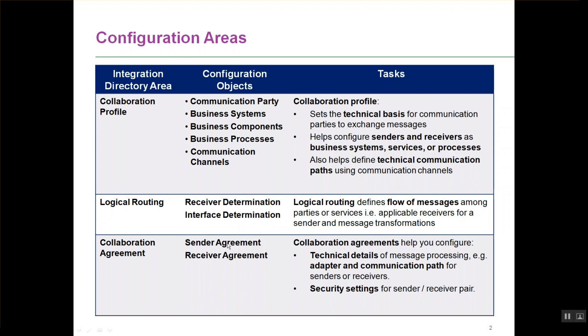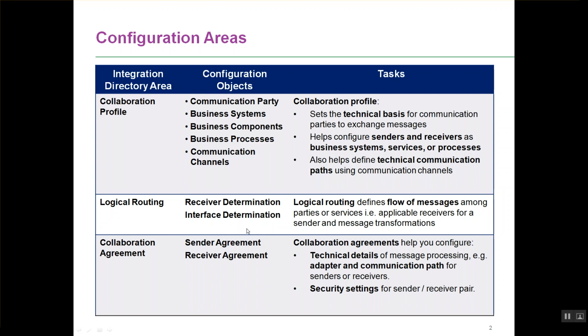Collaboration agreement contains two objects, sender agreement and receiver agreement. Sender agreement and receiver agreement are used to combine these two sets of objects together, the collaboration profile objects and the logical routing objects. You create a sender agreement and a receiver agreement. At this point, don't try to understand too much about these jargons. We would be doing them in the system, and they will make your life much easier.